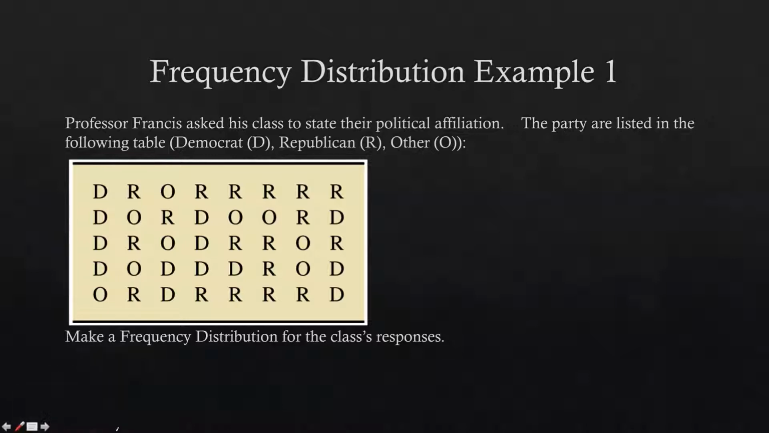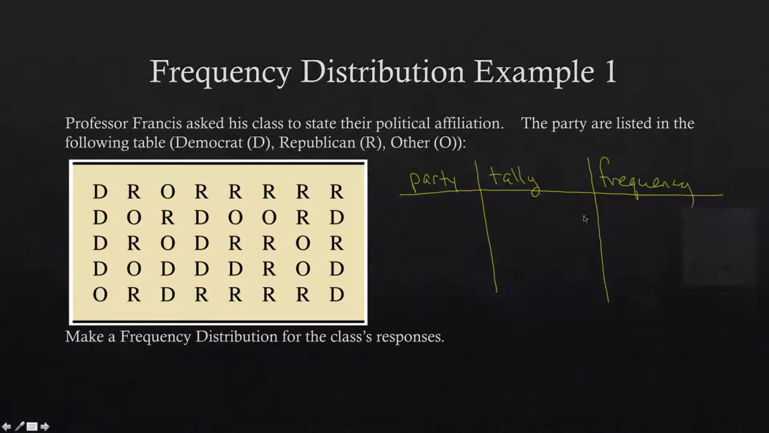Let's use yellow. Let's change it up a bit. So we're going to make our table here. In the first column, we're going to have the party. In our second column, we're going to have our tally marks. And in the third column, we're going to have our frequency. So you've got Democrat, Republican, other.